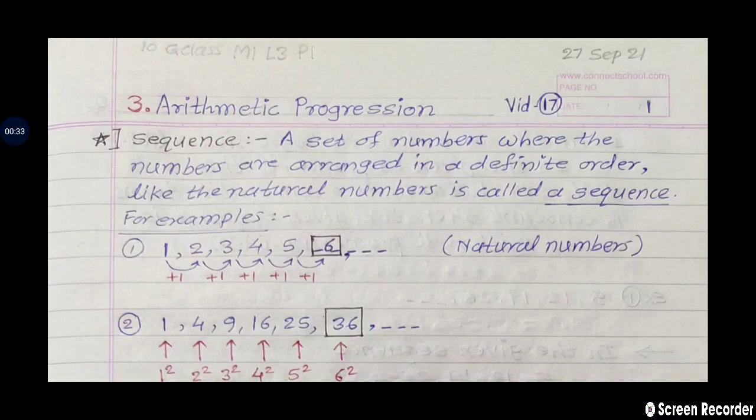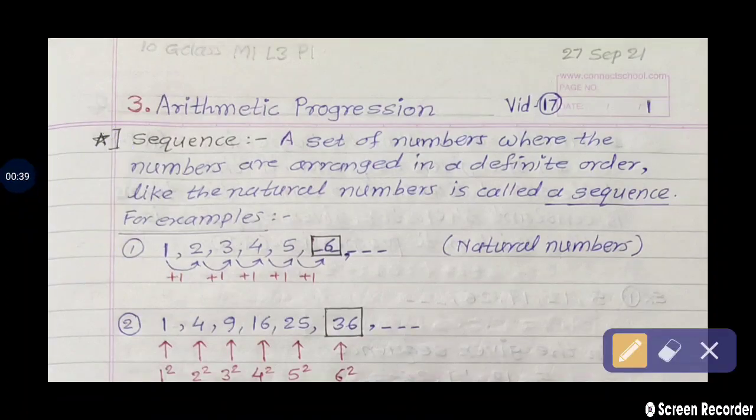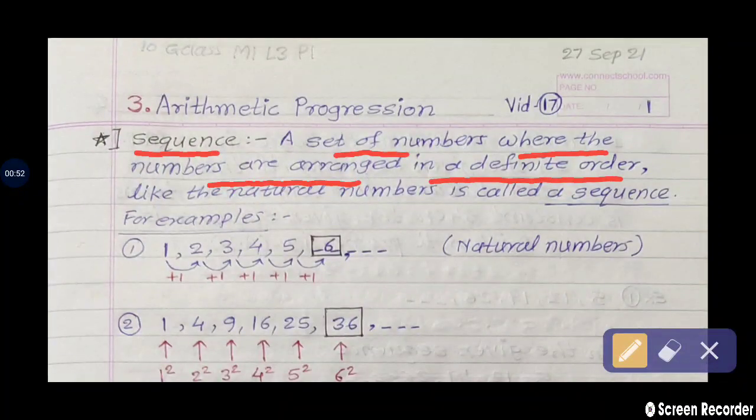Now on the screen, the meaning of the sequence is given. See that. A set of numbers where the numbers are arranged in a definite order, like the natural numbers, is called a sequence.